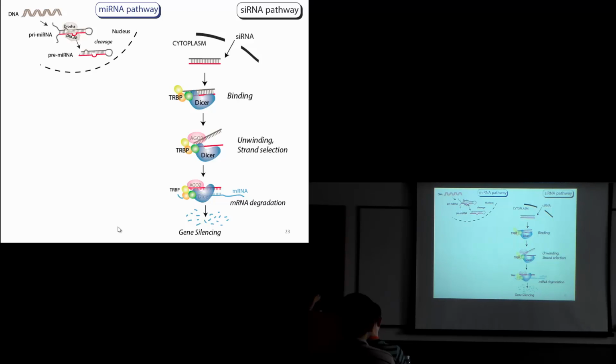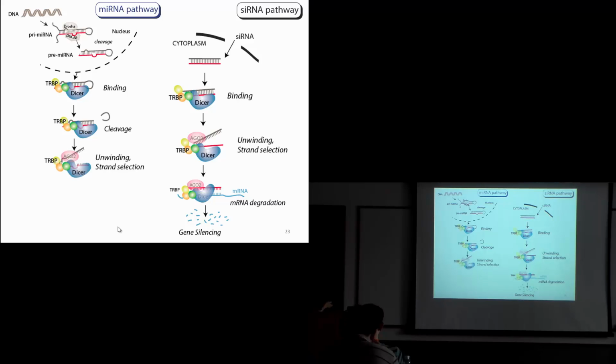So once the transcript is made in just a regular way, it folds into a secondary structure, and then it undergoes some preliminary processing. At this stage, which is called a pre-microRNA, it gets extruded out into the cytoplasm, where the same thing happens. Now TRBP and Dicer come, and here you need the scissor activity, the cleavage activity. So Dicer gets rid of this loop. Then it looks somewhat similar to this, right? Then the same thing happens, unwinding and strand selection.